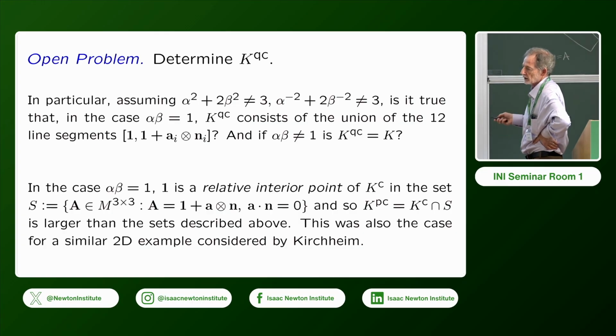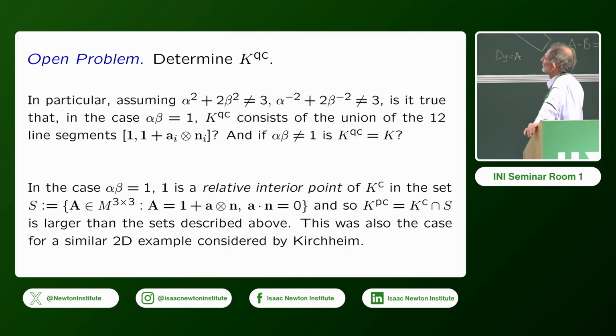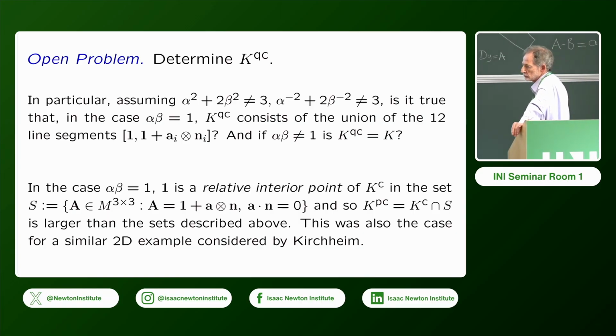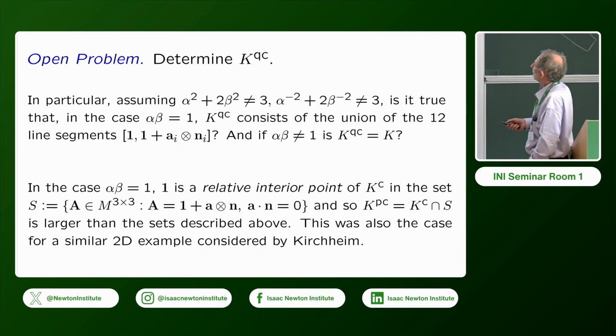And so in order to prove something like this, if indeed it's true, the natural thing to do is to show that the polyconvex hull contains these. But the polyconvex hull is actually larger, because the identity turns out to be a relative interior point of the convex hull in the set of matrices like this with A dot n equals 0. So you can't do that in this case. And that was also the case for a similar 2D example, which was considered by Kierkegaard.